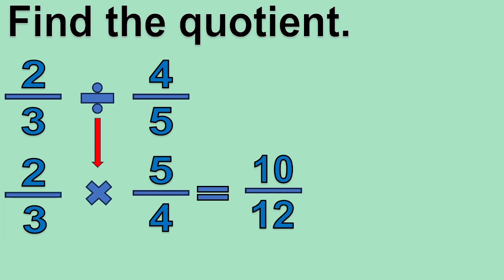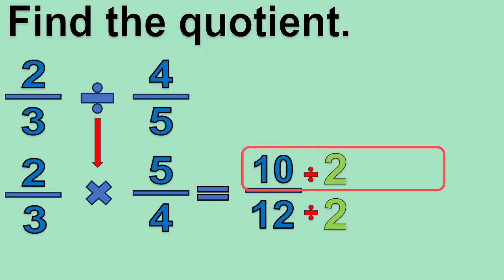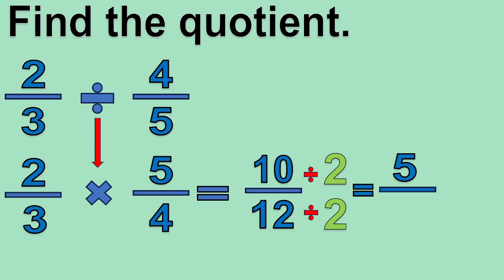Now, reduce this value to its lowest form. 2 is the greatest common factor of 10 and 12. So, divide both 10 and 12 by 2 to simplify. Now, divide the numerator. 10 divided by 2 equals 5. And divide the denominator. We have here 12 divided by 2 equals 6. So, our final answer is 5/6.